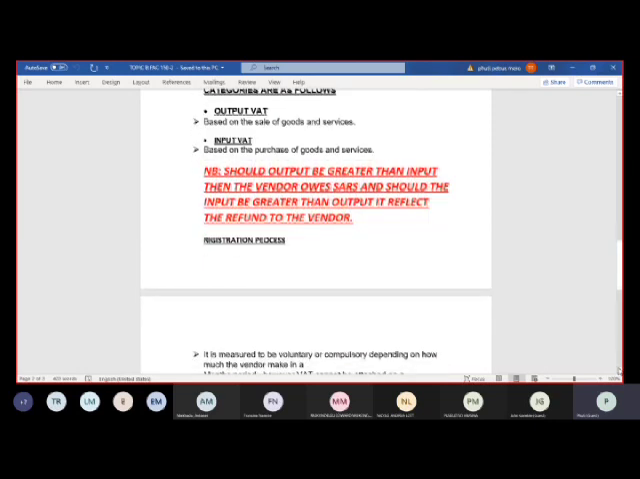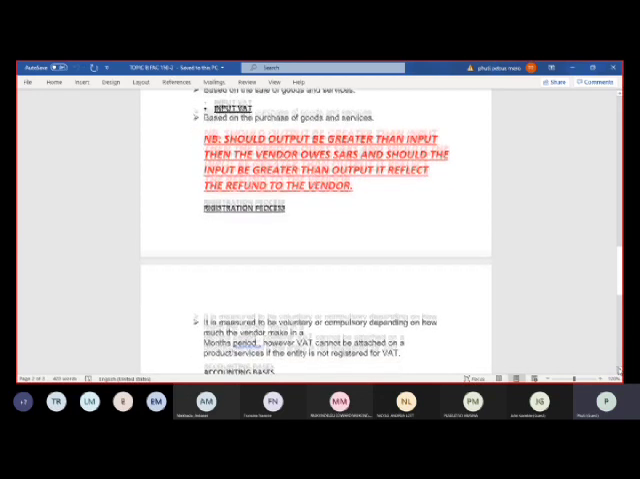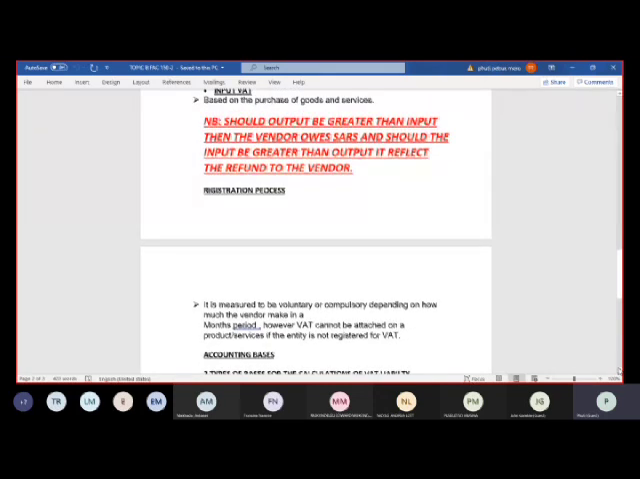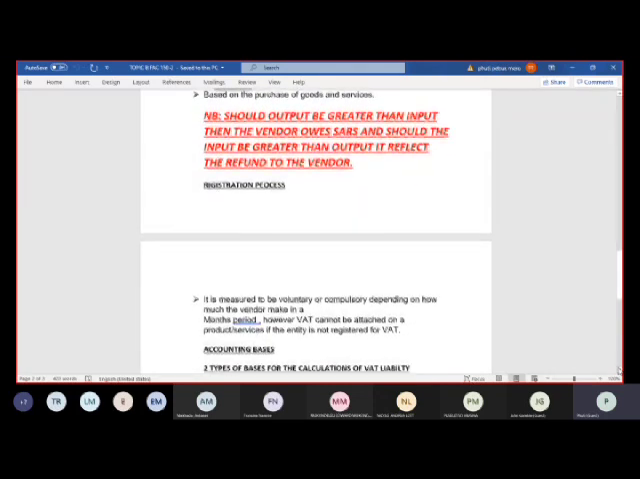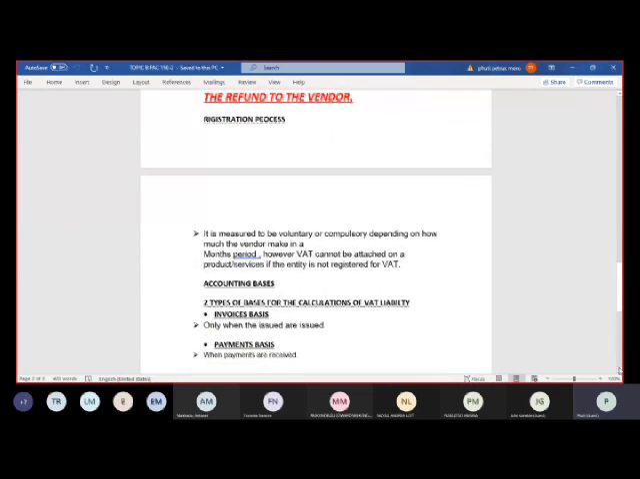I've noted something very important down there. It says, should your output be greater than your input, then the VAT vendor owes SARS. And the other way around would be if the input is greater than your output, it means that SARS owes you. That's basically when you are in business. Let's look at the registration process. Right, it is measured in accordance with whether it is voluntary or compulsory, depending on how much the vendor is making on a yearly basis. Okay. So I don't think it's something very important for you at this point in time.